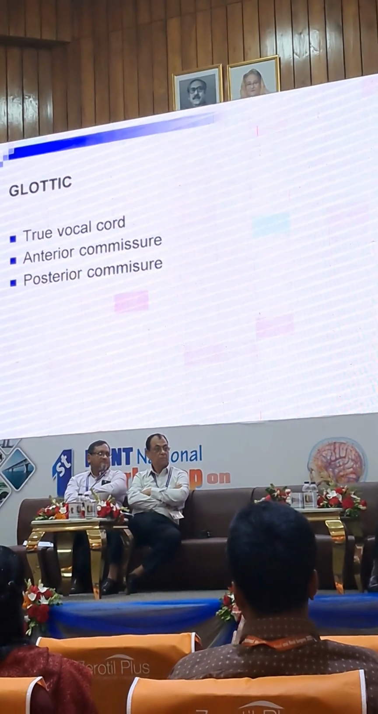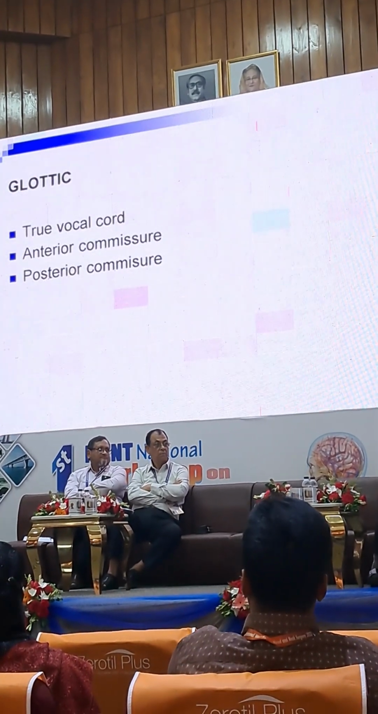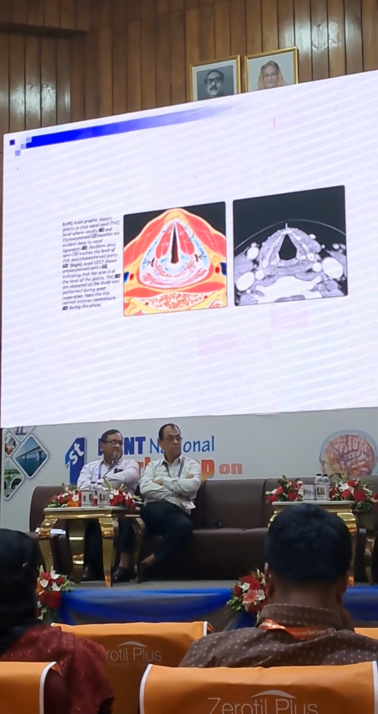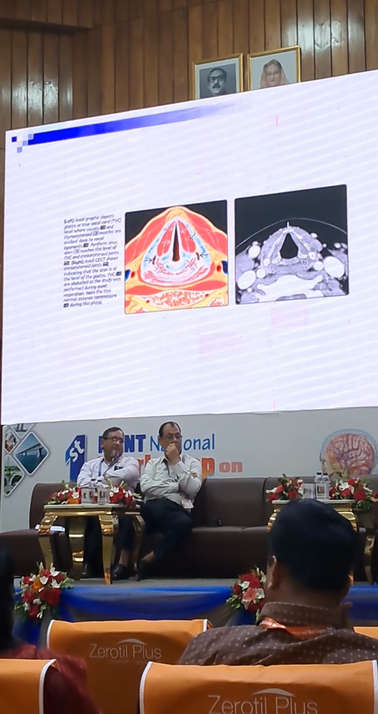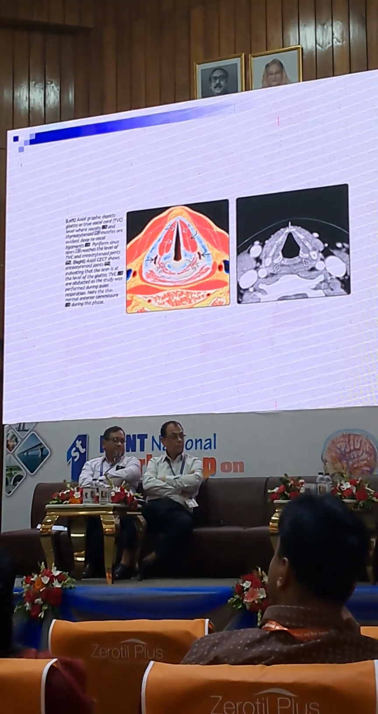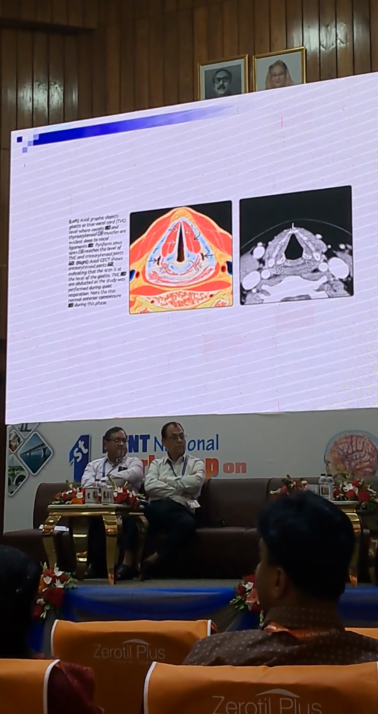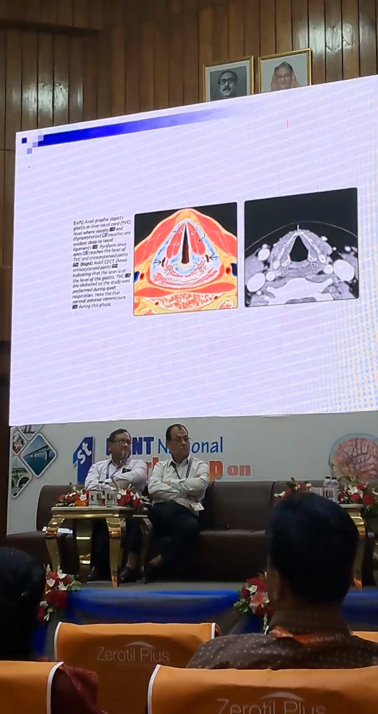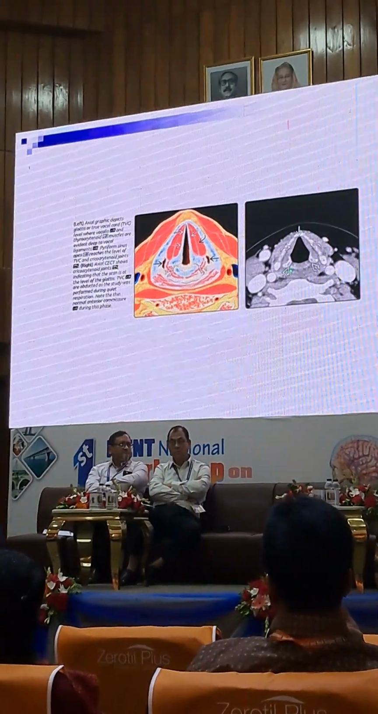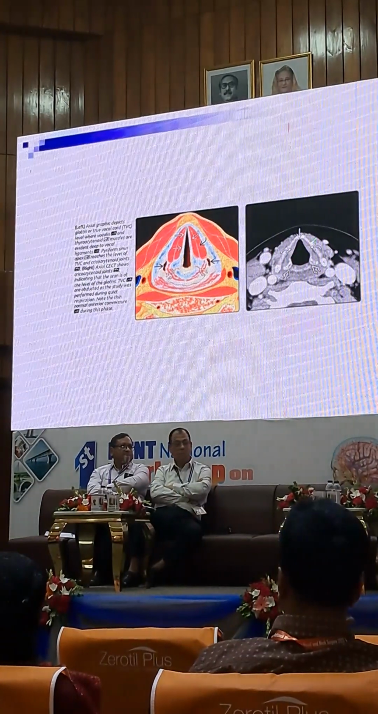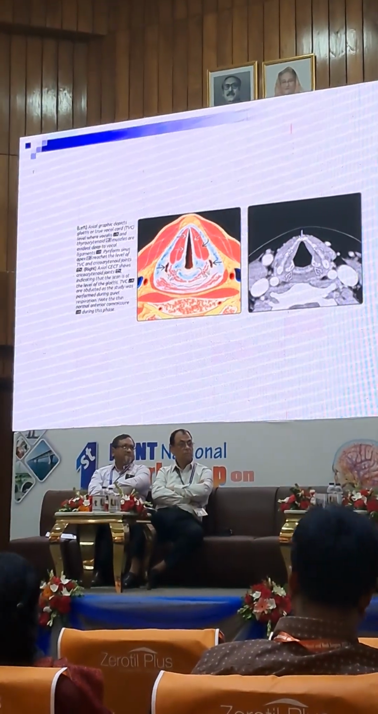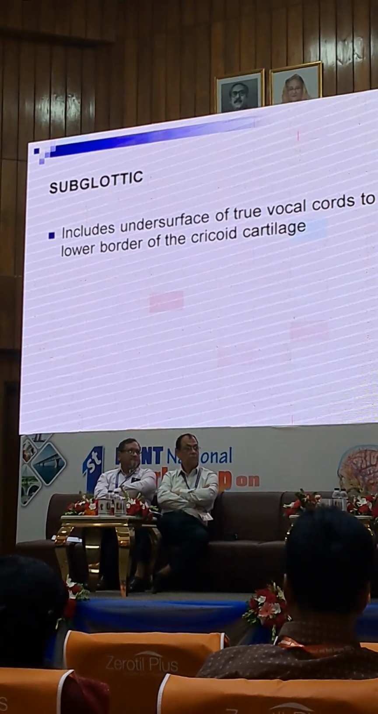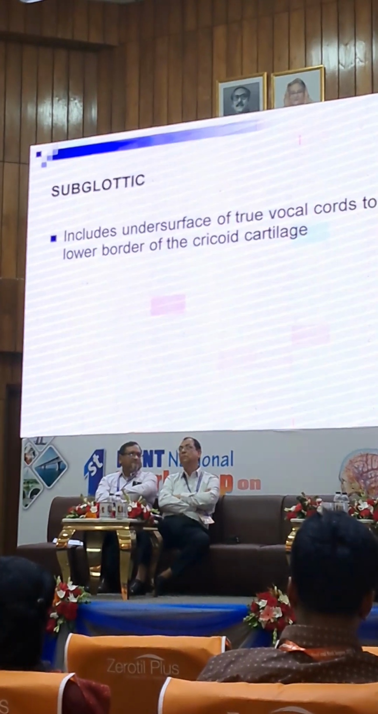Here is the glottic part of the true vocal fold, anterior commissure and posterior commissure. Graphic representation. This is the cricoid cartilage. This is the arytenoid cartilage. This is the cricoarytenoid joint, and this is the glottis, the vocalis, and thyroarytenoid muscle. And in CT scan, we identify the cricoarytenoid joint, and the area is glottic. Subglottis includes the undersurface of the two vocal cords to the lower part of the cricoid cartilage.